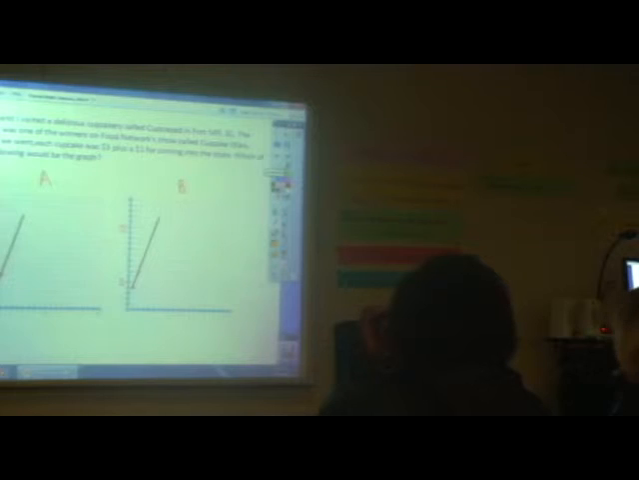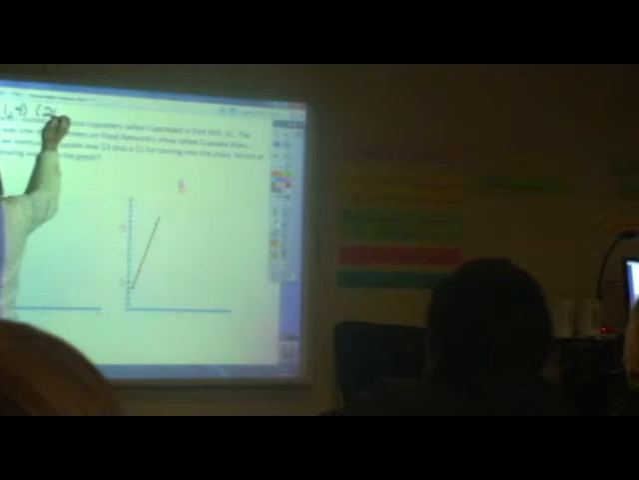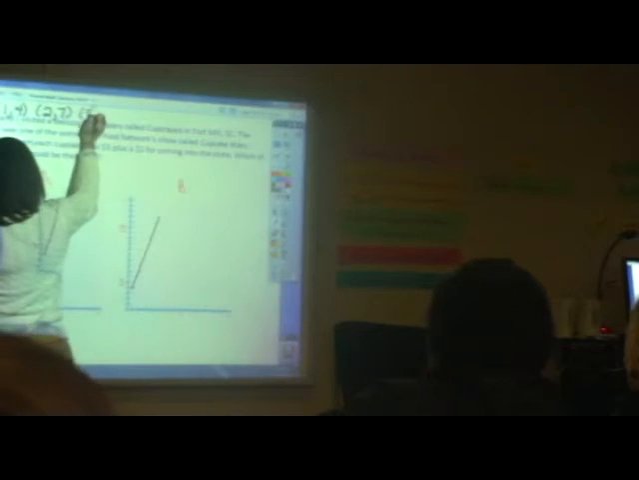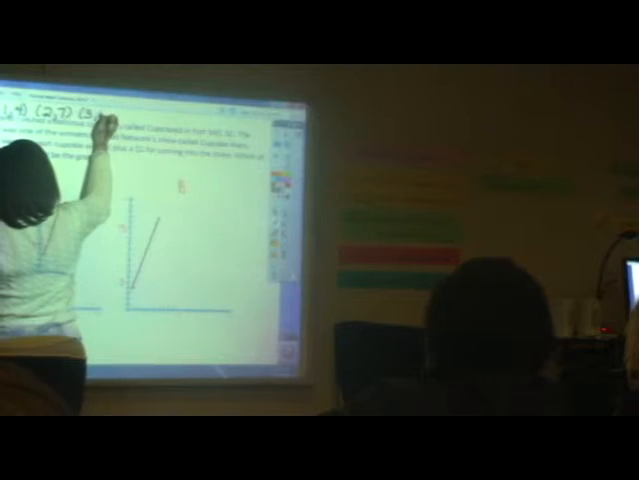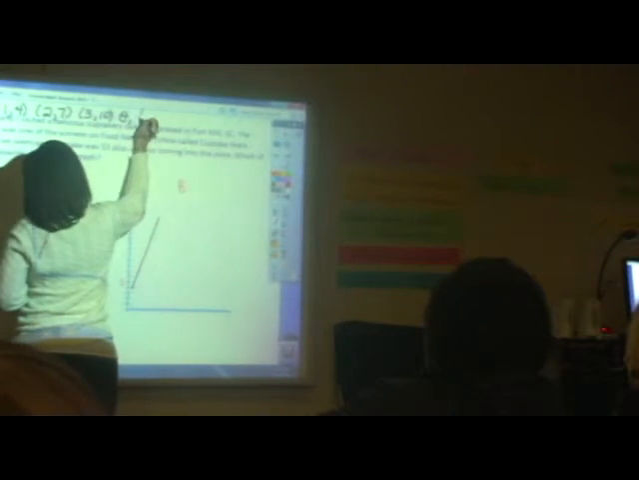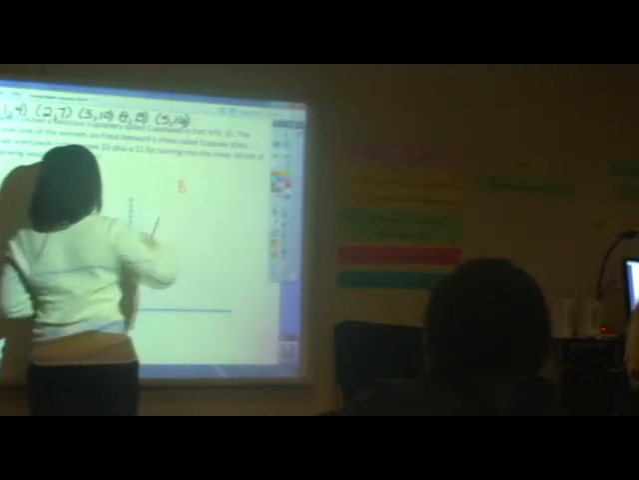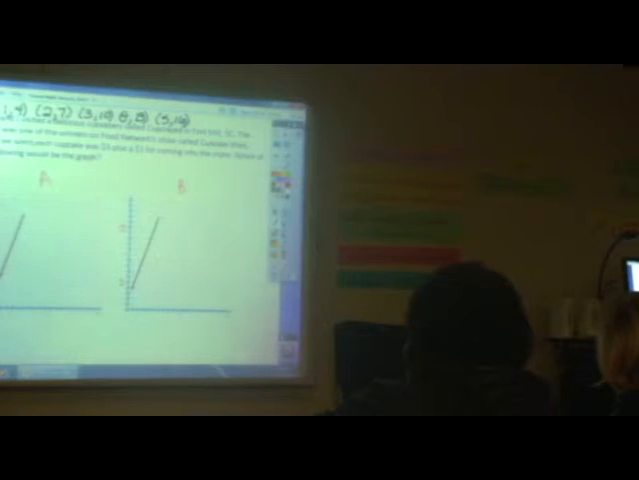Same situation, but this time the graph. We would have the students look at their function table and pull off their ordered pairs. So 1 cupcake was $4, 2 cupcakes was $7, 3 cupcakes, $10, 4 cupcakes, 5 cupcakes, $16. So we're looking for the graph that has those ordered pairs. Ty, what do you notice?